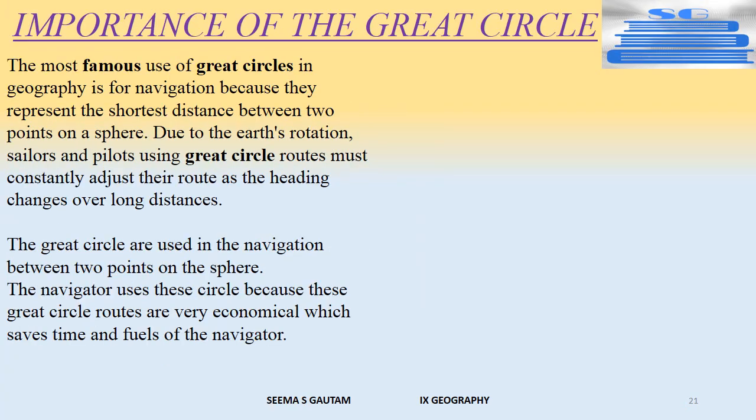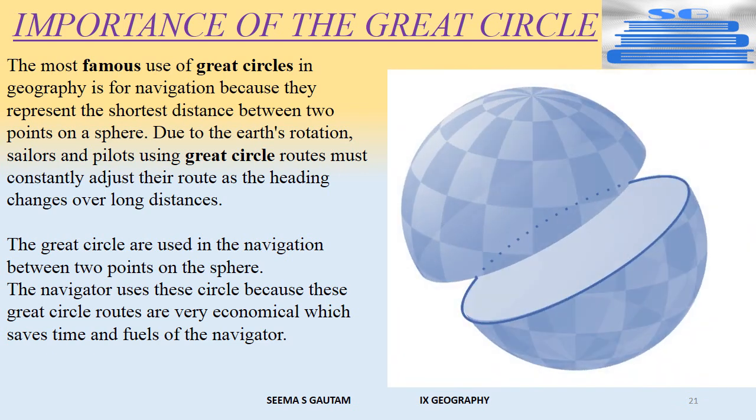So now we'll discuss the importance or uses of great circles. In geography, the use of great circle is for navigation because they represent the shortest distance between two points on a sphere. It is very economical to use great circle routes as they save time as well as fuel. Except the frigid zone, that is Arctic and Antarctic regions, sailors use great circle routes for safe navigation through seas. And the last, great circles are used by ships and aircraft to find the shortest distance between two poles.